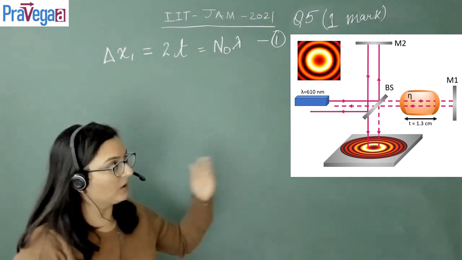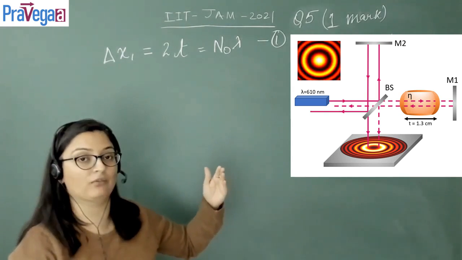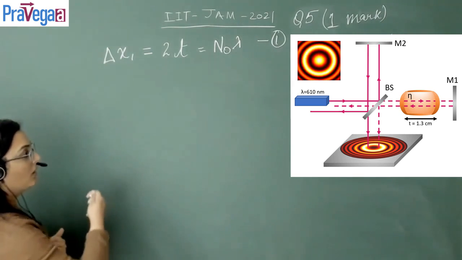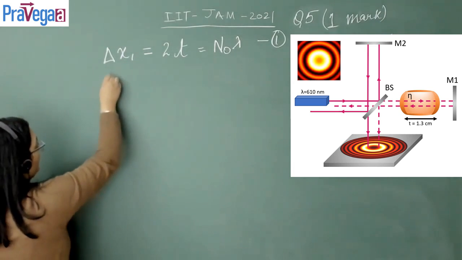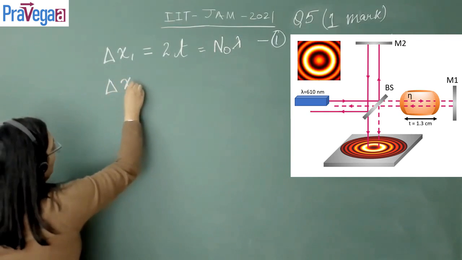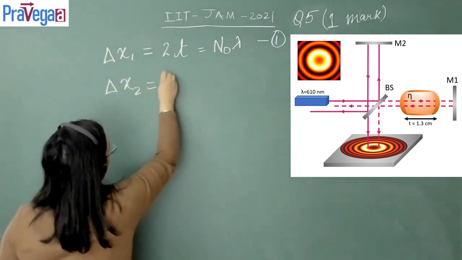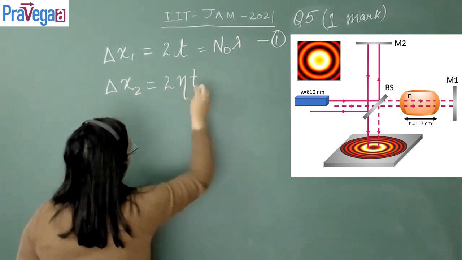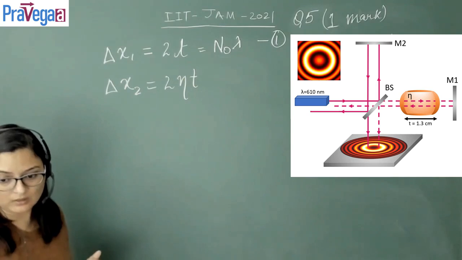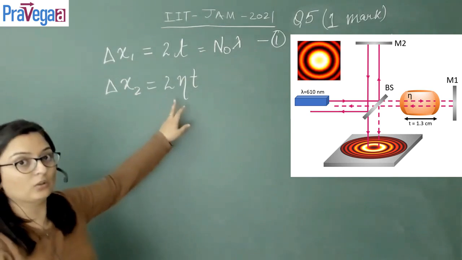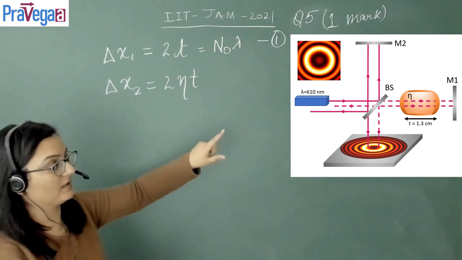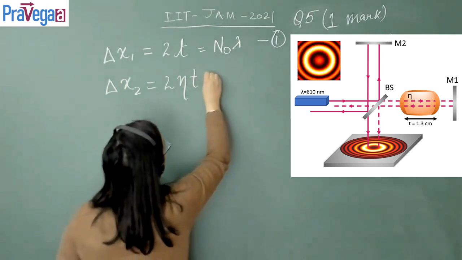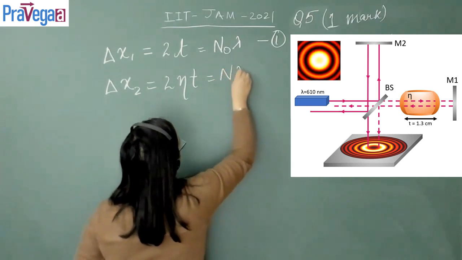So when this cavity is completely filled with the medium, at that point the path difference is delta x2, which is equal to 2 eta t. So please note that now it is 2 eta t because there is a medium through which the light is traveling, and this is n lambda.